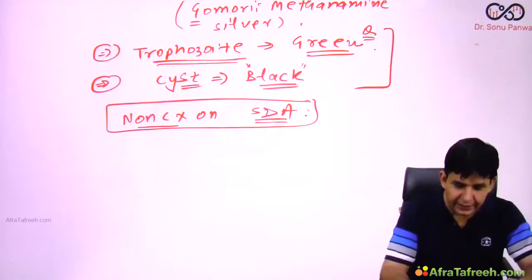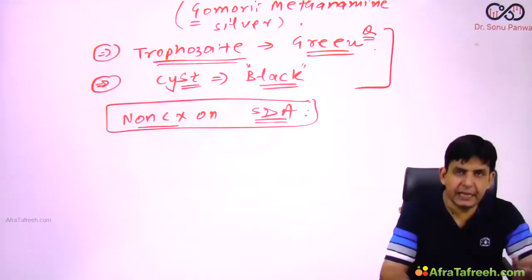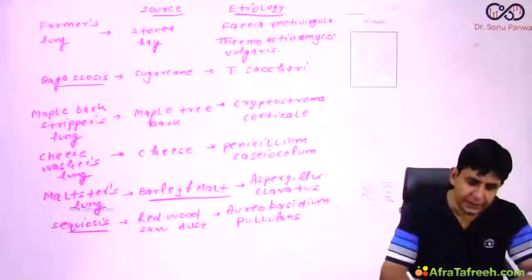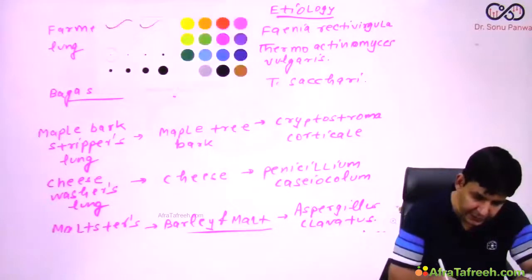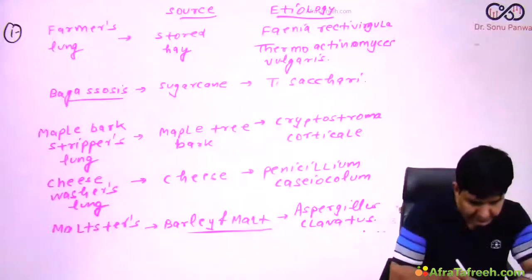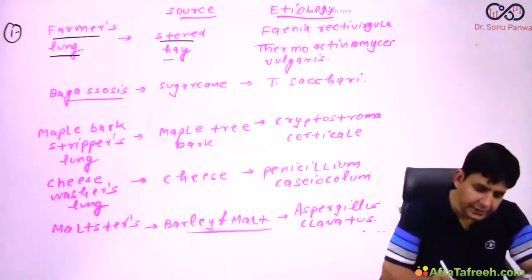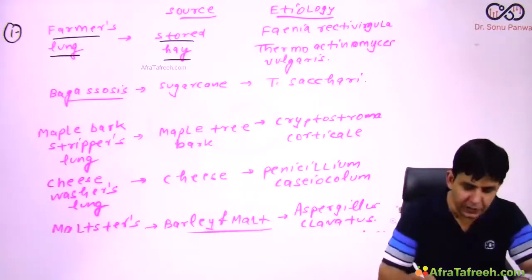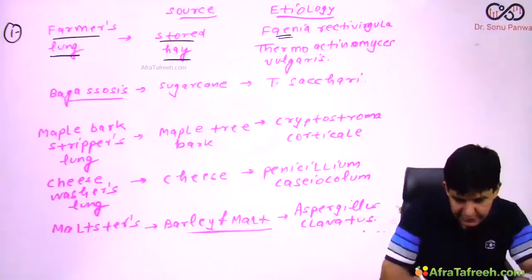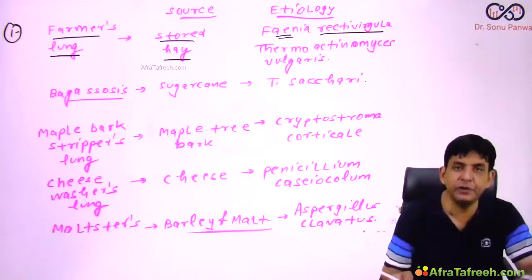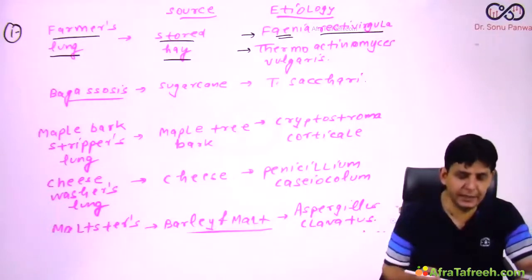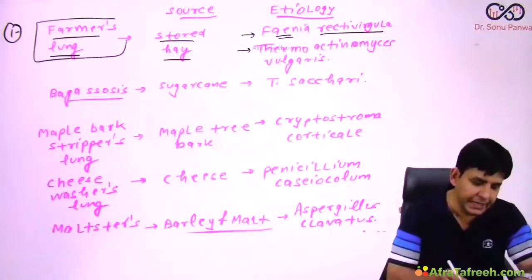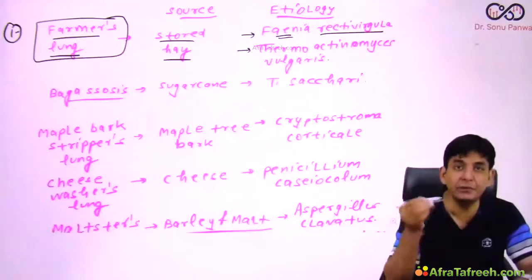And in the last, I would like to tell you something about the occupational diseases and some of the toxins. First of all, we'll talk about the occupational diseases. The first occupational disease is farmer's lung. Farmer's lung happens because of stored hay, and the etiological agents are the fungus Faenia rectivirgula or Thermoactinomyces vulgaris. They are the etiological agents of farmer's lung. It is a hypersensitivity pneumonitis and it is a type 3 hypersensitivity.